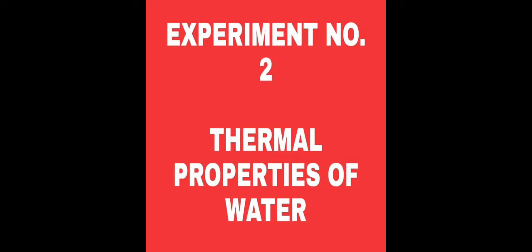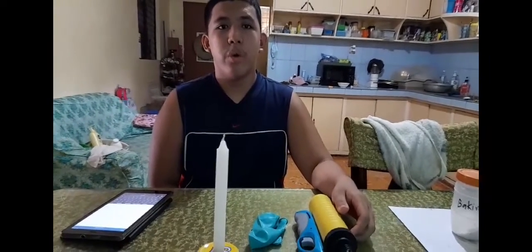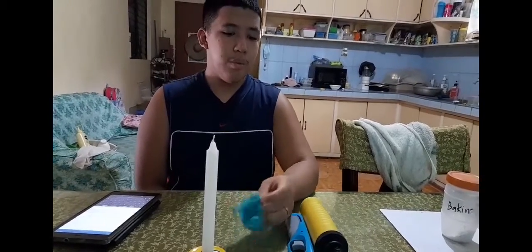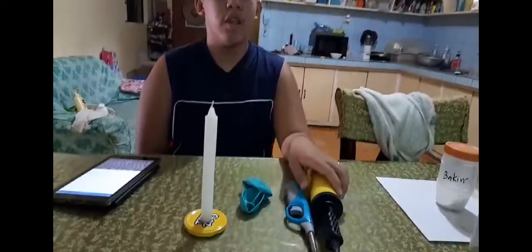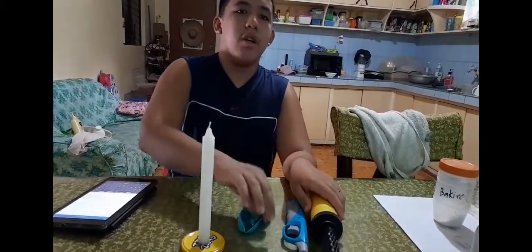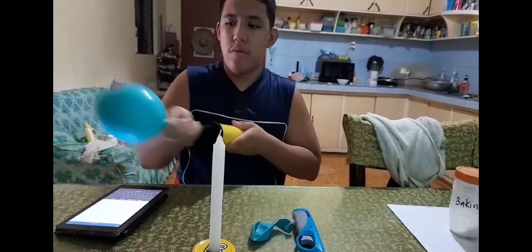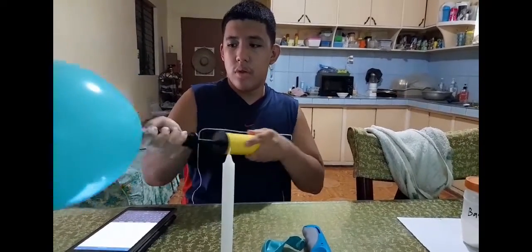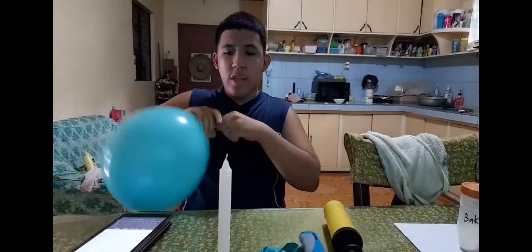Following the introduction and the objectives, experiment number 2 is about thermal properties of water. In this experiment, we will need the materials: 2 medium-sized balloons, a candle, a lighter, and a balloon inflator. For the procedure, first, we will inflate only one balloon. After we inflate, we need to tie it up.